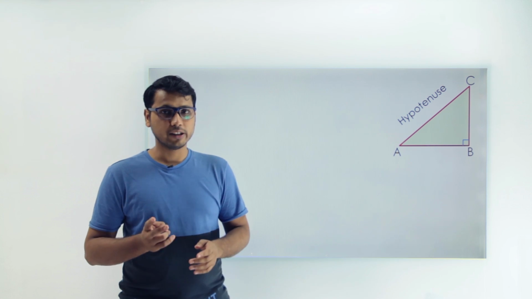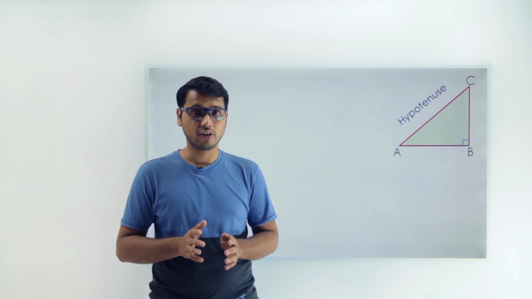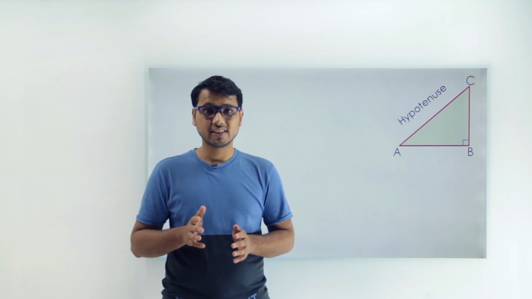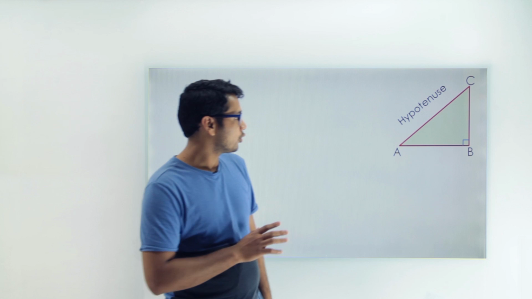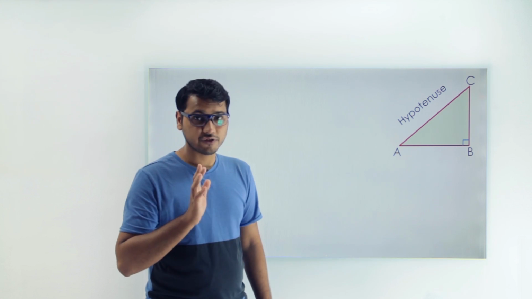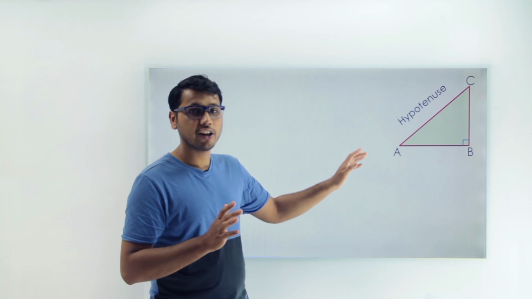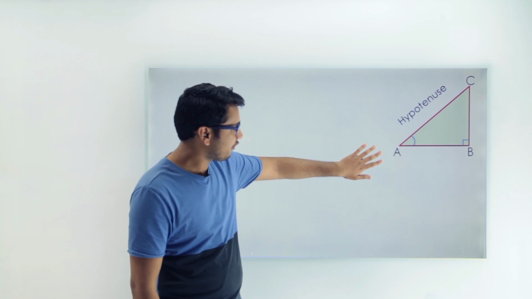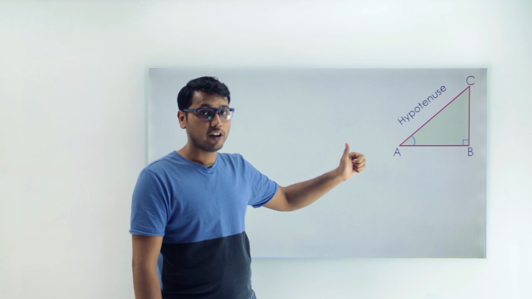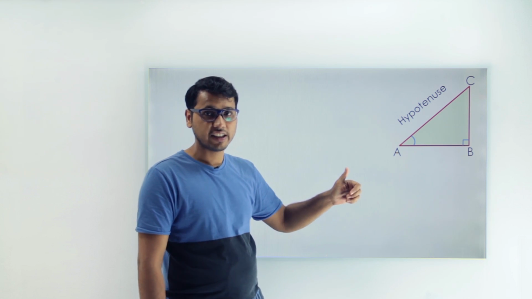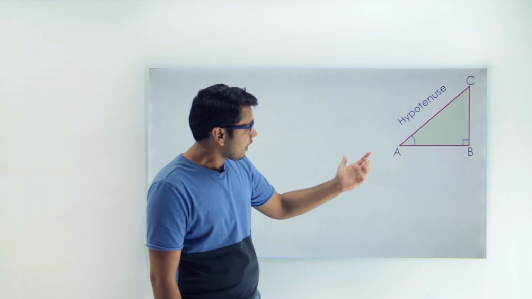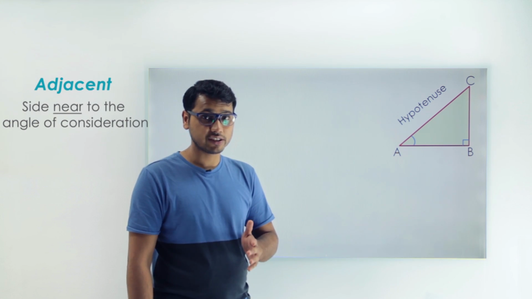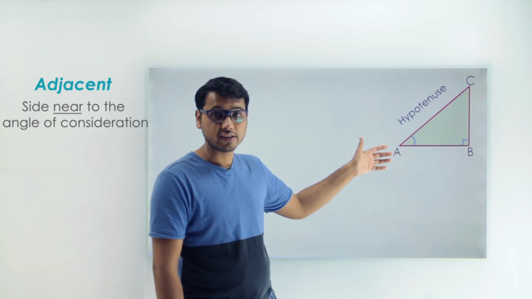And there are 2 more terms which we should understand first in order to apply all the trigonometric ratios. These are adjacent and opposite. To understand adjacent and opposite, first of all we should know which angle we are talking about. In this case, we are talking about angle A. So if we are looking at angle A, we have to understand which side is opposite and which side is adjacent. Adjacent, as the name signifies, is the side which is near to the angle of consideration.